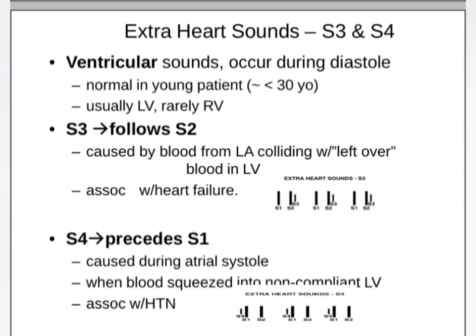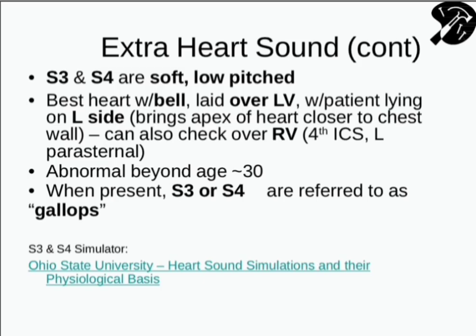There are extra heart sounds like S3 and S4. S3 follows S2, from blood from the LA colliding with blood in the LV, and occurs with heart failure. S4 precedes S1 and is caused by atrial systole against a non-compliant LV, from hypertrophy due to hypertension. S3 and S4 are soft, low pitched, and heard with the bell, especially in the left lateral position. Abnormal beyond age 30, when both are present they are referred to as gallop sounds. They can be heard over the RV.